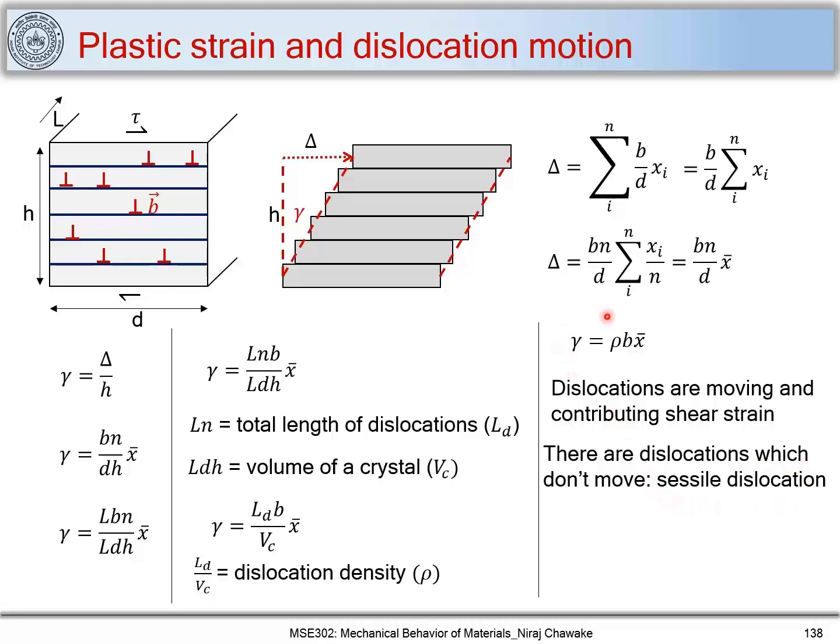So I need to modify this relation, and I modify it in terms of the dislocation density by rho m, where rho m represents the mobile dislocation density, that is, dislocations which are mobile or free to move, or which are not sessile. So I get a relation that gamma is equal to rho m b x bar. This relation we get based on the movement of a dislocation over a distance in a crystal.